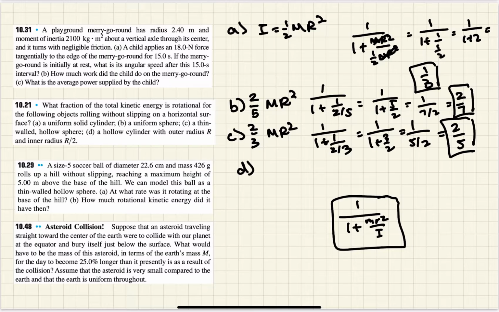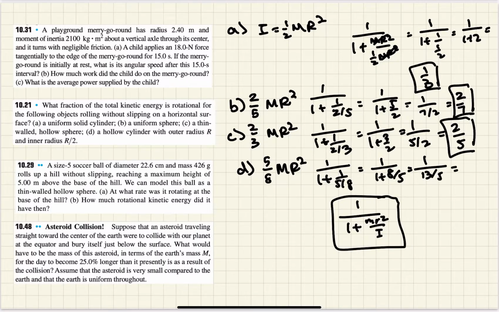And then finally, part D is a hollow cylinder with outer radius r and inner radius r over 2. This you might not even memorize, but you could derive it, or you might end up memorizing it. It's going to be 5/8 mr squared. So it's 1 over 1 plus 1 over 5/8. And that's equal to 1 over 1 plus 8 over 5, which is 1 over 13 over 5. So it becomes 5 over 13. So those are going to be your answers for this question.